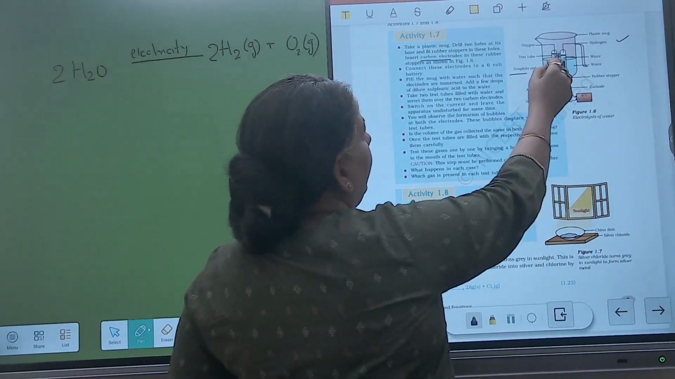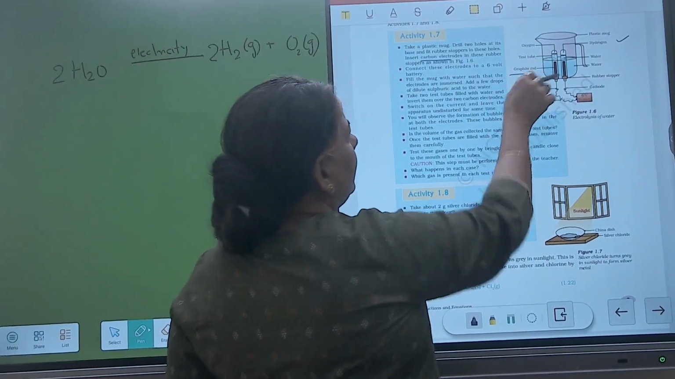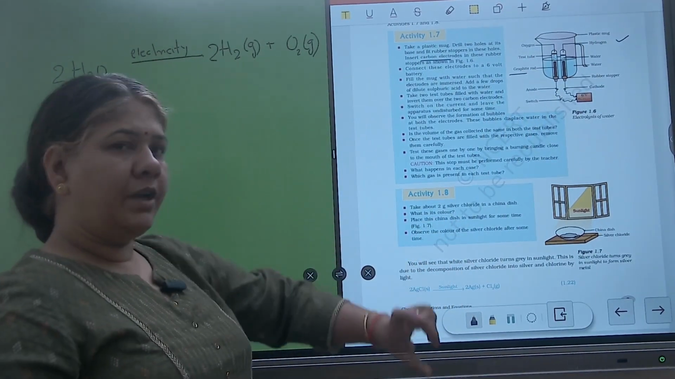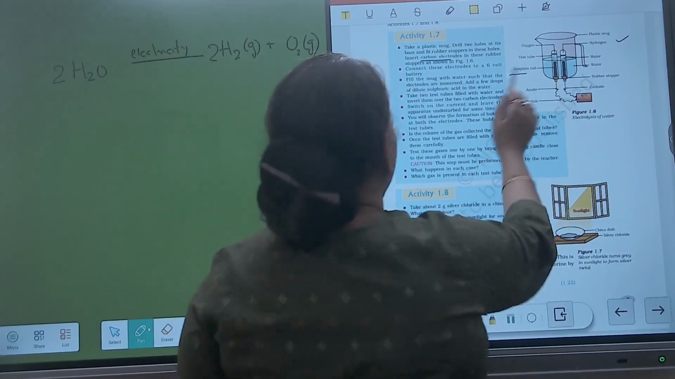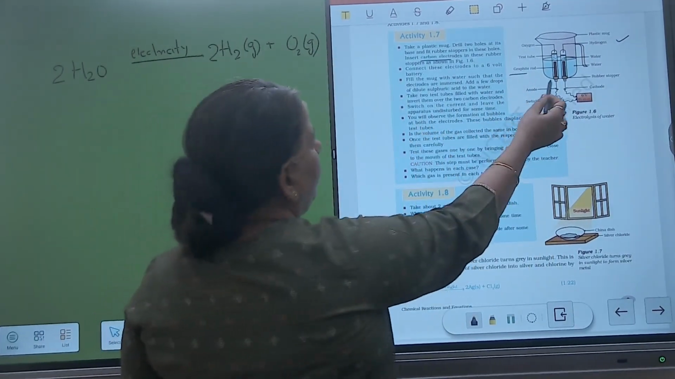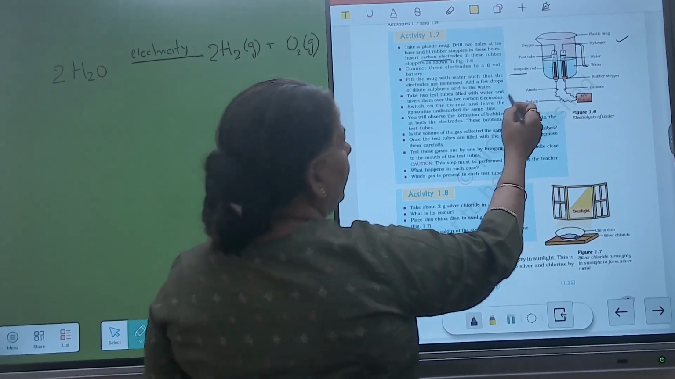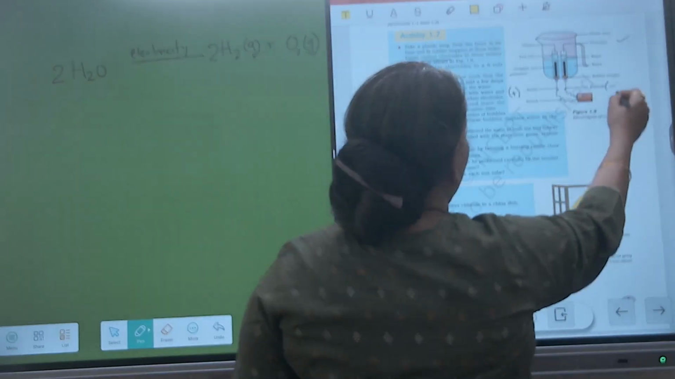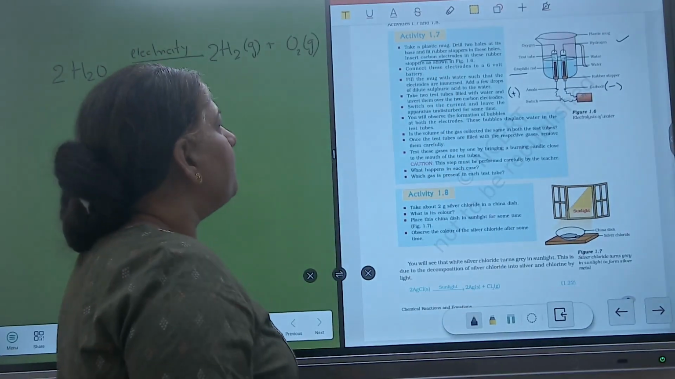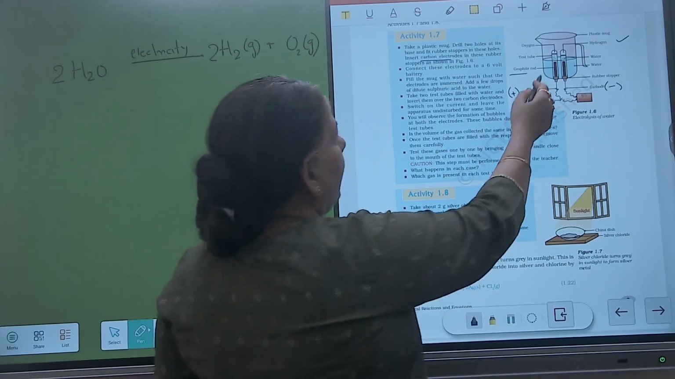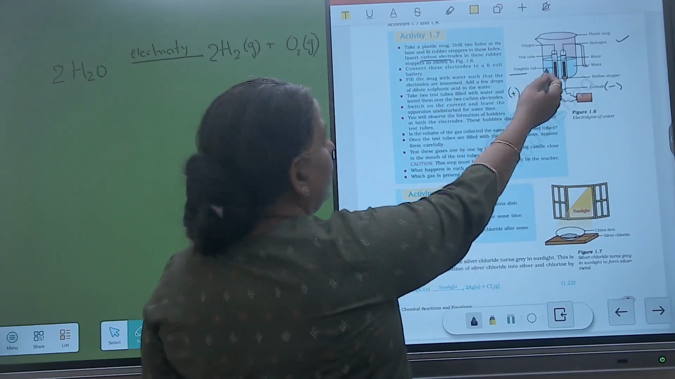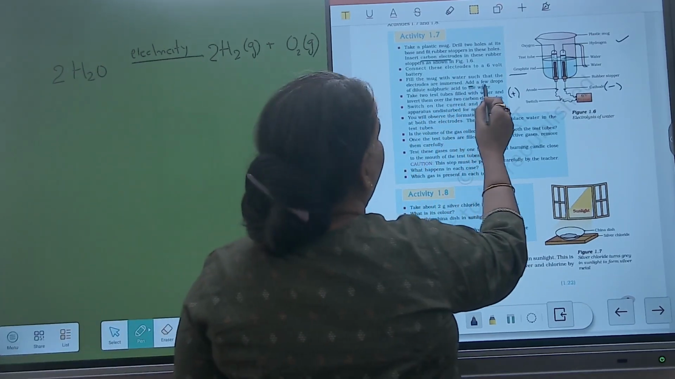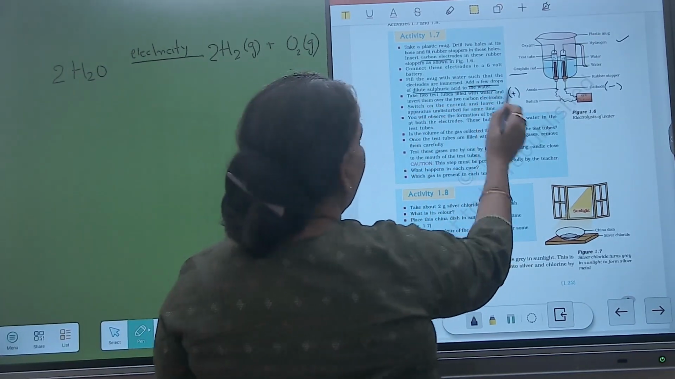Okay, then we place 2 inverted test tubes. First fill it with water, then invert it over the electrodes. Okay, now we'll make the connection. So the positive terminal is called anode and the negative terminal is called cathode. Okay. And one more important thing, in water we'll add few drops of sulfuric acid.